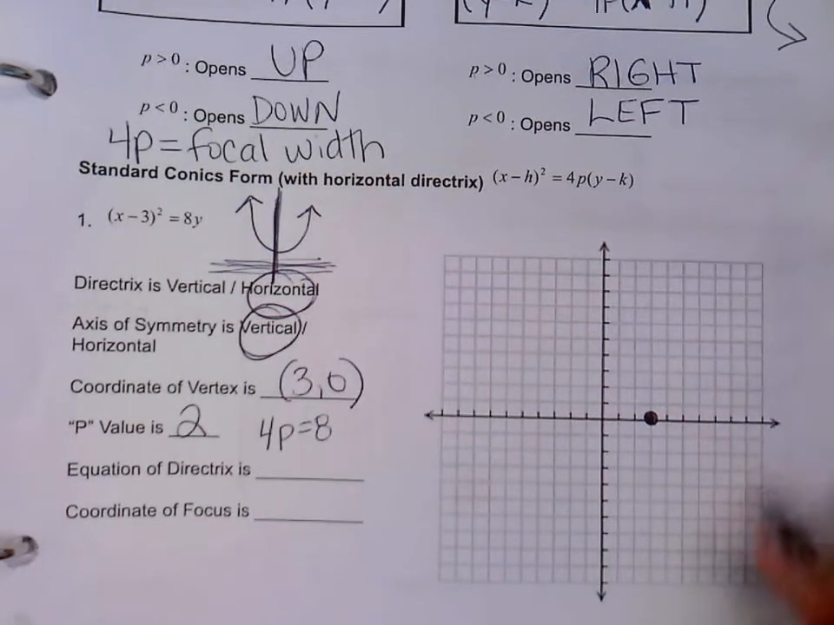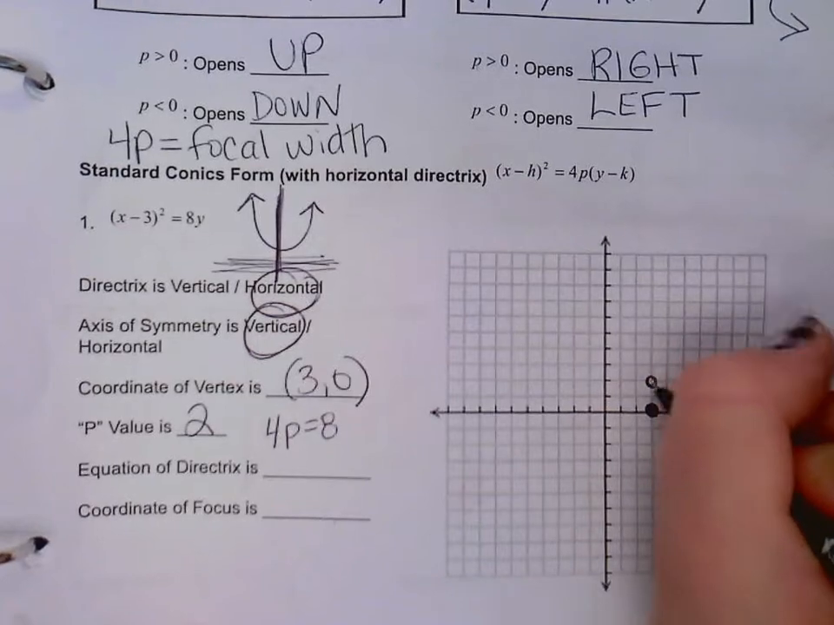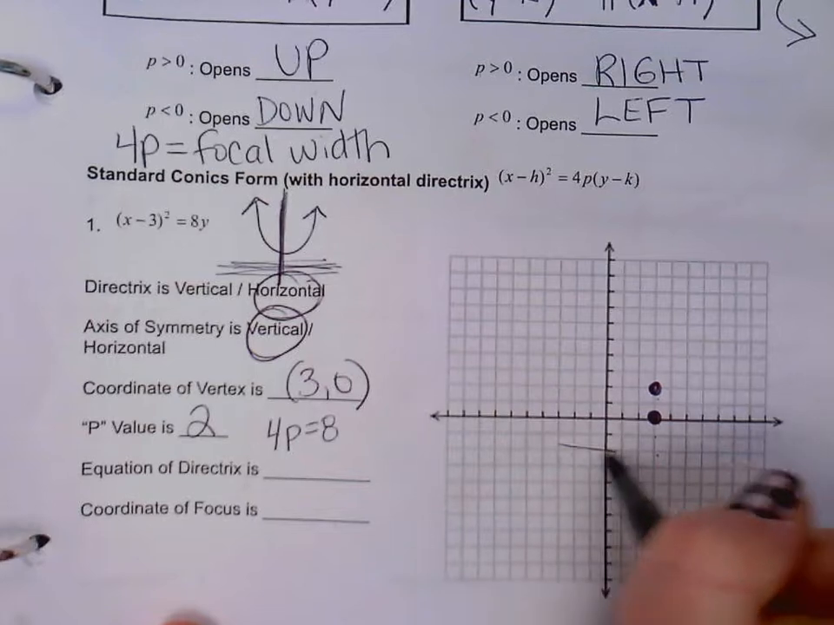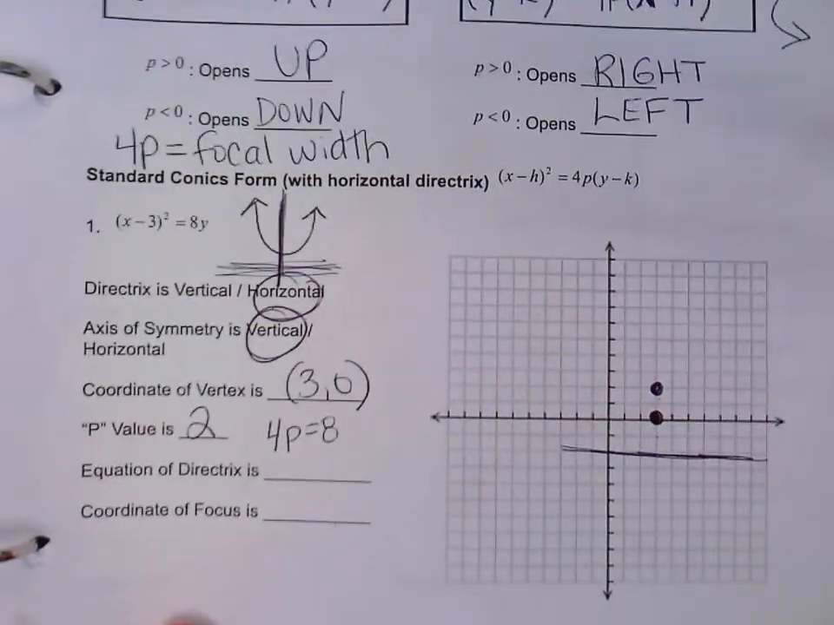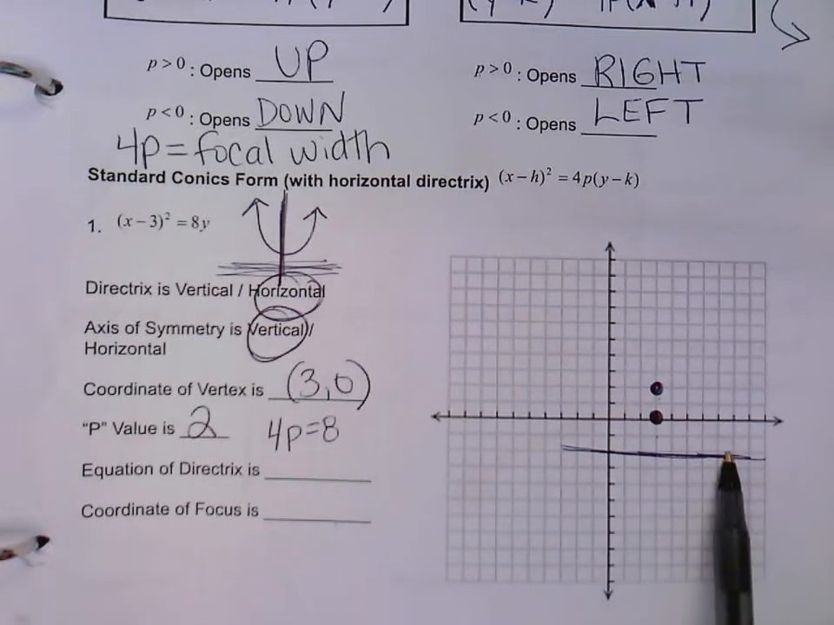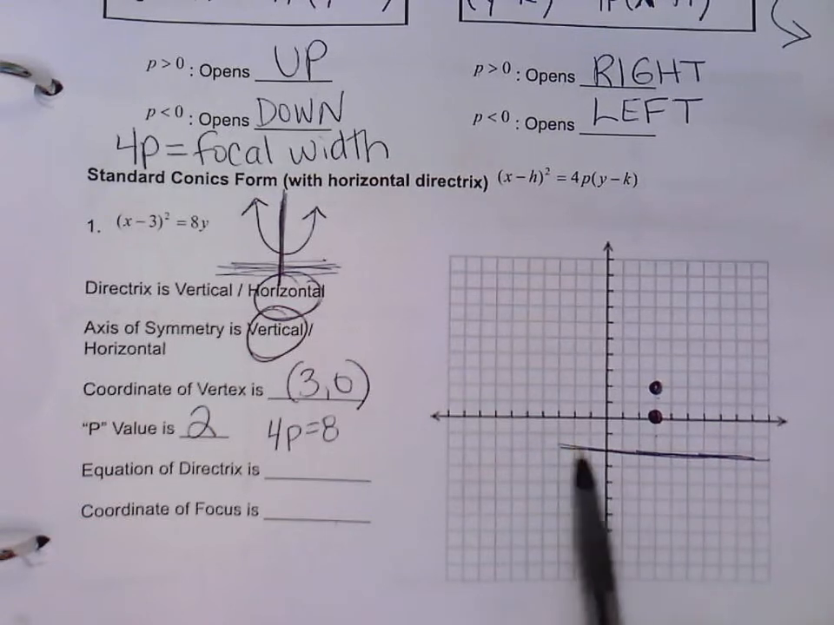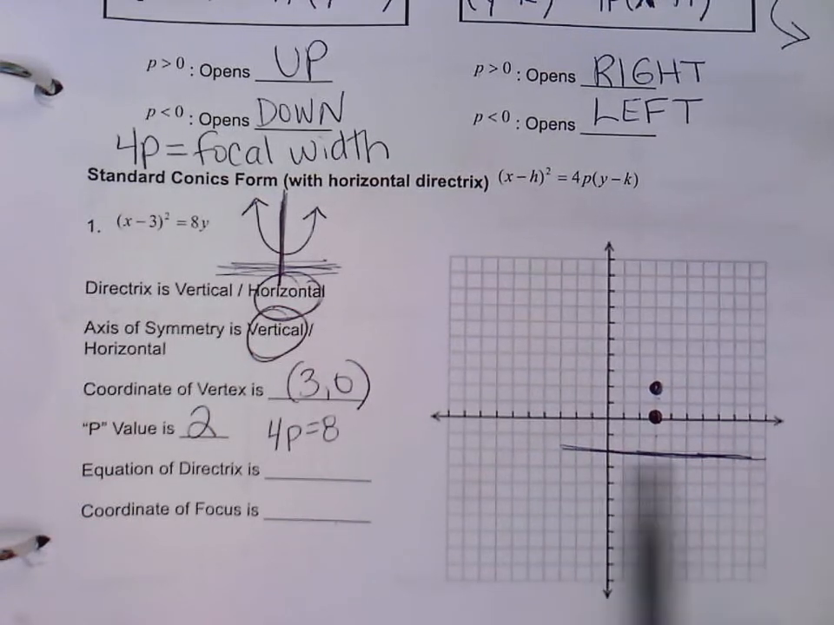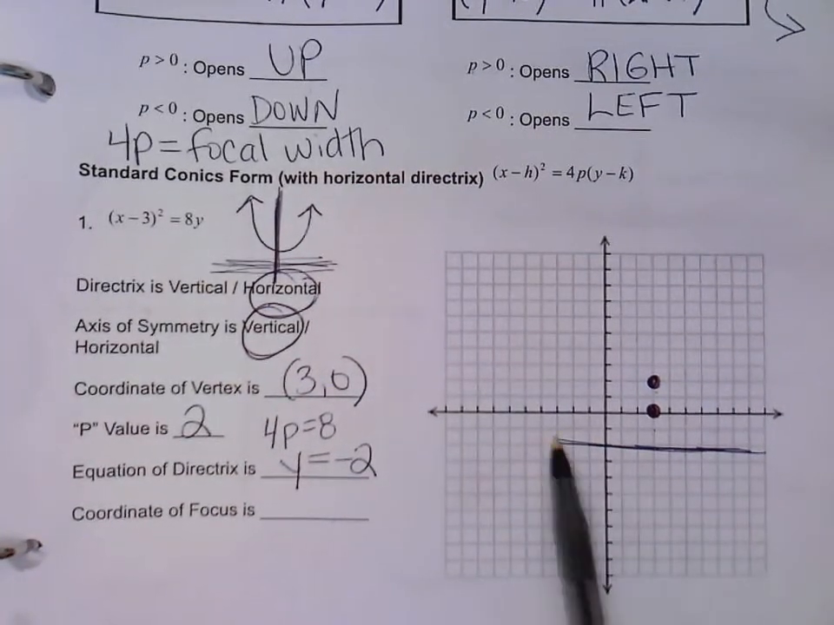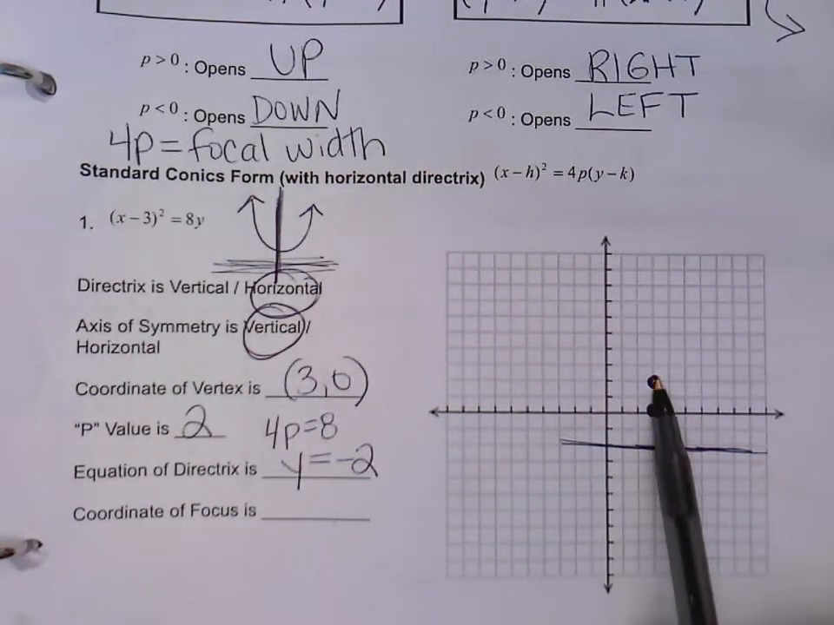I have to use that p-value a couple times. So if I go up 2 units, that's my focal point because p is 2. And if I go down 2 units, that's my directrix. So now I know the position of the focus and the position of the directrix. So I can fill in this information. The directrix is the horizontal line at -2. So y equals -2 is how to write a horizontal line. The coordinate of the focus, we're at 3, 2.